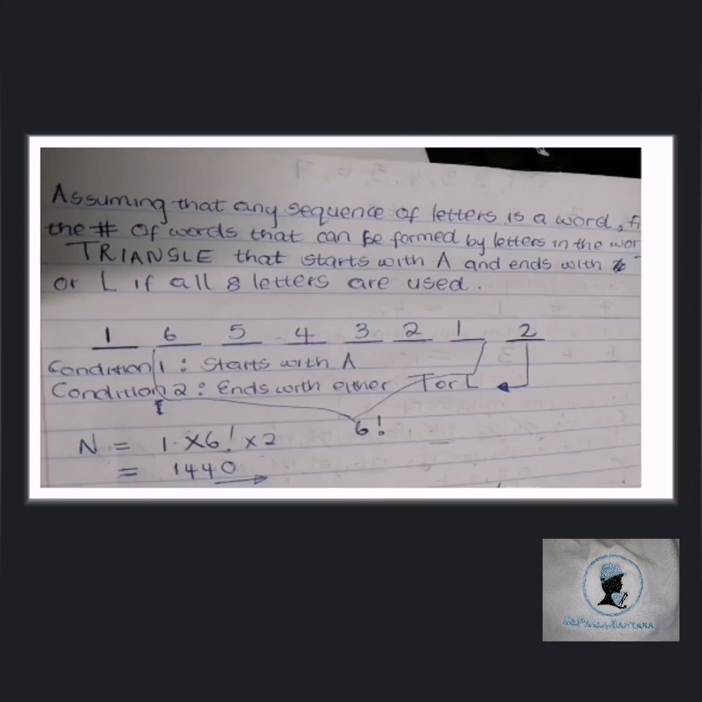But we know that arranging n unique items is n factorial, so here 6 factorial, right? Because if you choose 1 and 1, you'll be left with 6 letters that now you can choose from to complete your word. So you can just say 6 factorial. So your sample space is equal to 1 times 6 factorial times 2, which is 1440.